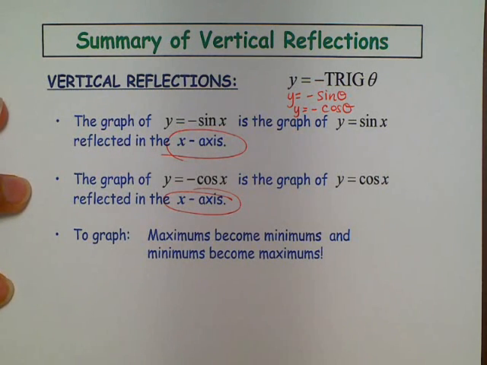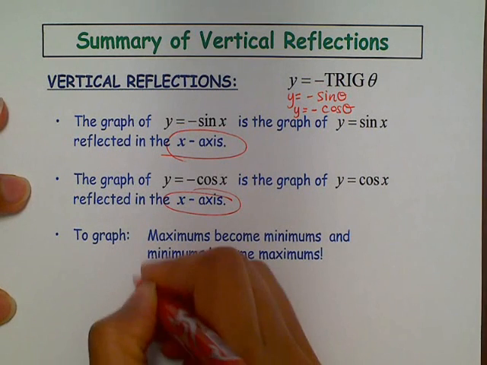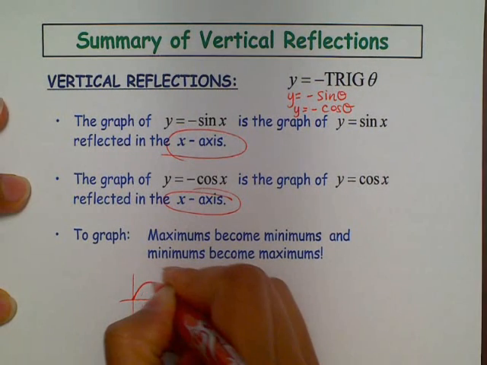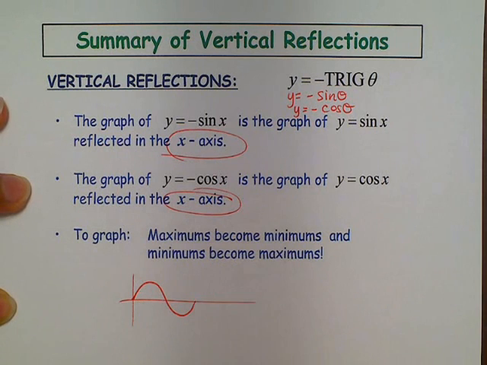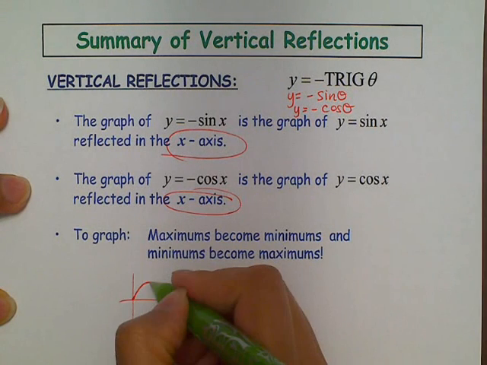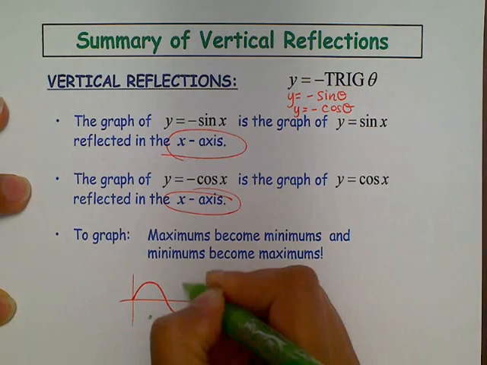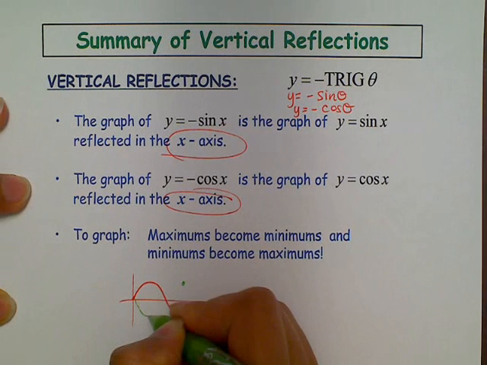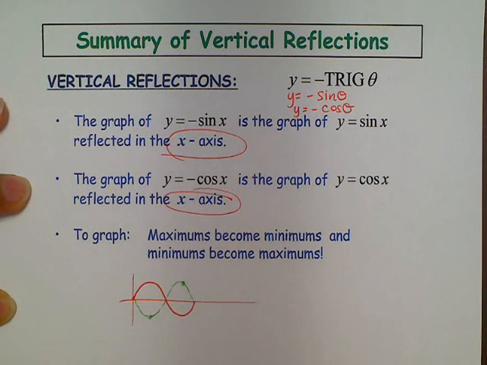It's actually really easy to graph reflections. What ends up happening is the maximum values become the minimum values and the minimum values become the maximum values. So if you had a sine function, the reflected one, the max would become the minimum and the minimum would become the maximum, and so you would end up having this as a reflection.